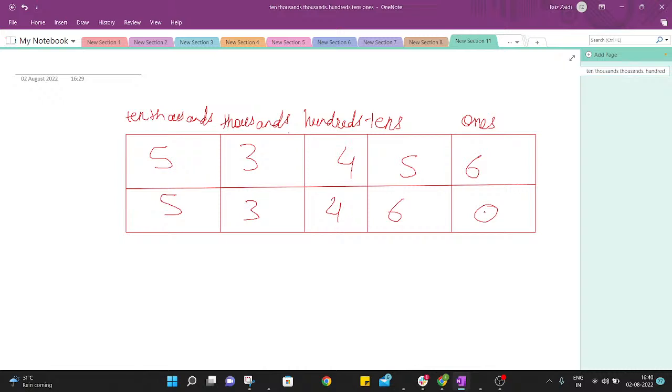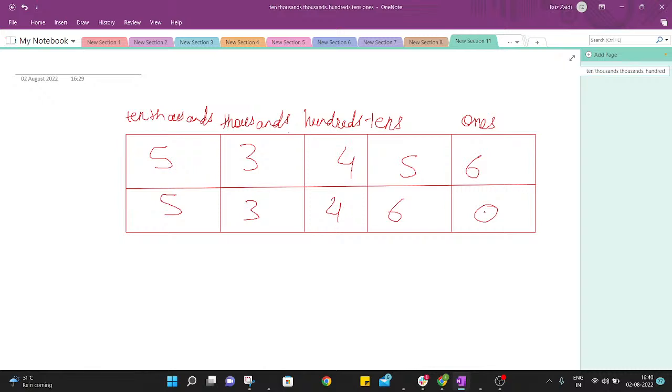That means we need to compare the thousands column. Now the thousands column is also the same. That means we need to move to the hundreds column. Now the hundreds column is also the same. That means we need to compare the tens column.